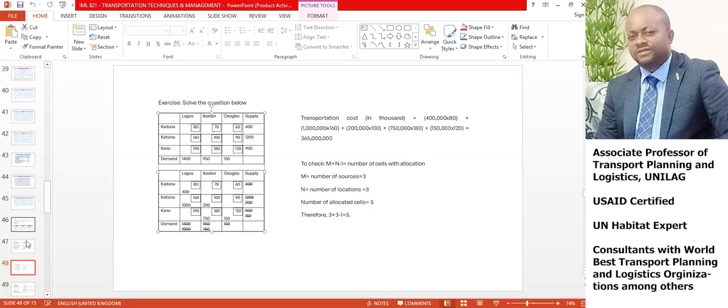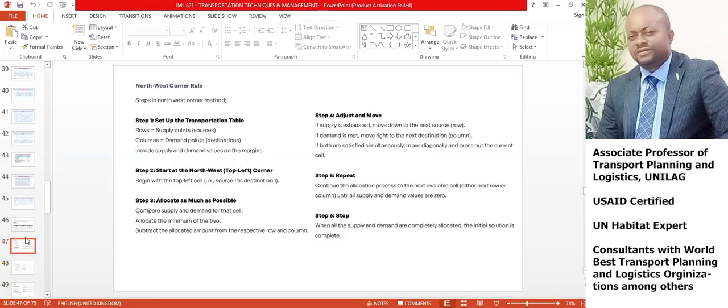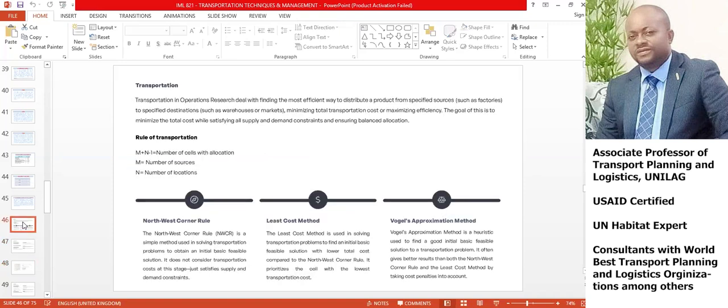Let's go back to the rule. Let's start from the number of sources again. Can you see the rule? The rule says that for you to be correct, m plus n minus 1 must be equal to the number of cells with allocation. The number of cells with allocation, we counted it first. How many cells did we allocate? 5.